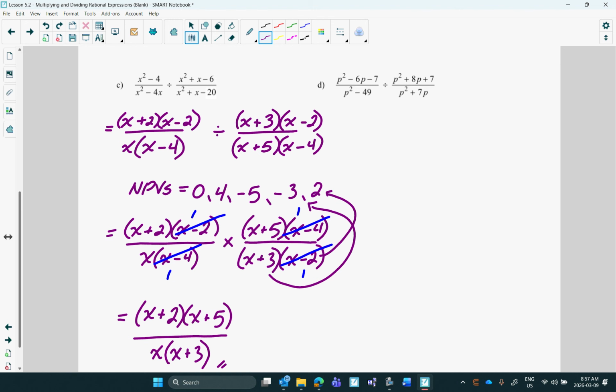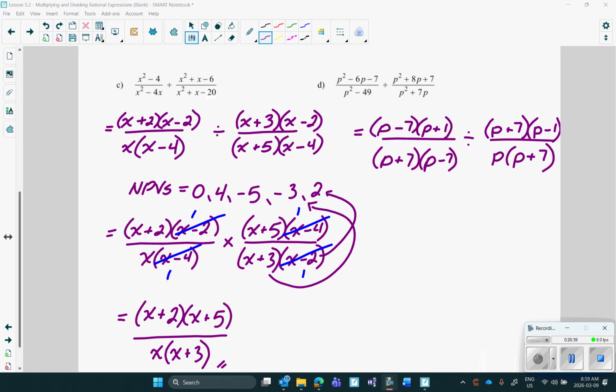You guys try the next one. Anybody like to take issue with me on anything? Wouldn't the P minus one be positive? Yep. Now NPVs. -7, +7, 0. We don't need to write -7 again.